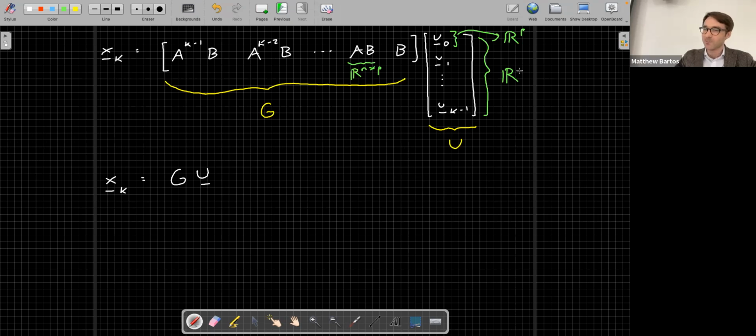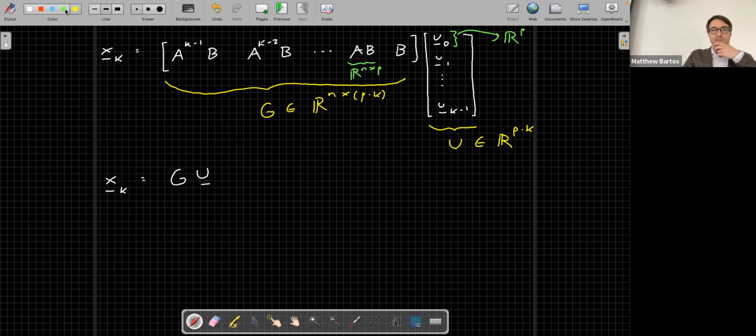So it'll be Kp, right? It's going from 0 to k minus 1. So it'll be R^(P times K). Okay, what will the dimension of G be? So actually, I'll write it down here. U is in R^(P times K). What is the dimension of G going to be? Kind of by the same logic. I believe that is right. So it'll be in R^(N by P times K).